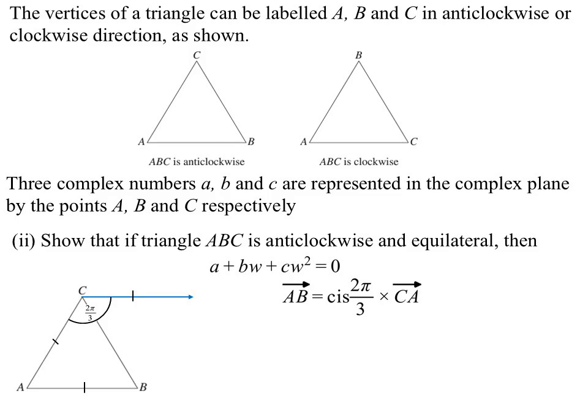Well, cis 2 pi on 3 was w. That's what w was defined as. The vector AB is head minus tail, so B minus A is equal to w times (A minus C). Now I want to play with that.